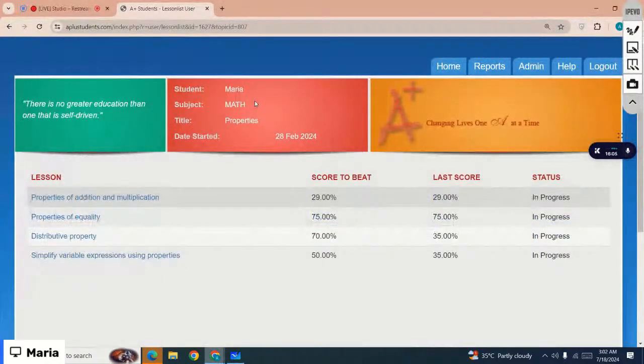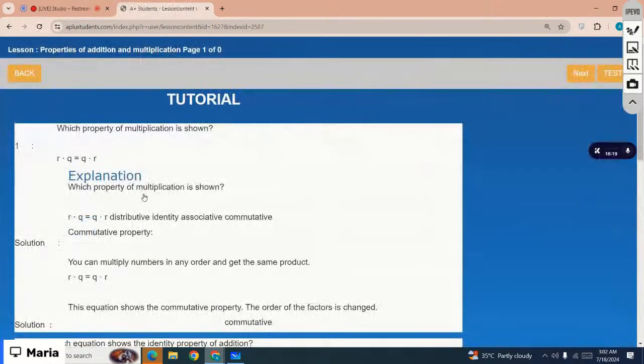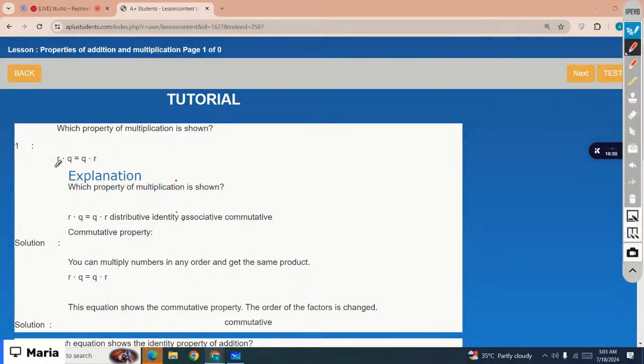On the grade 9 math, the chapter we are right now is properties. Let's just start with the first lesson, that is properties of addition and multiplication. Okay, let's just start with the first example. Which property of multiplication is shown? Okay, so we are given r dot q equals q dot r.